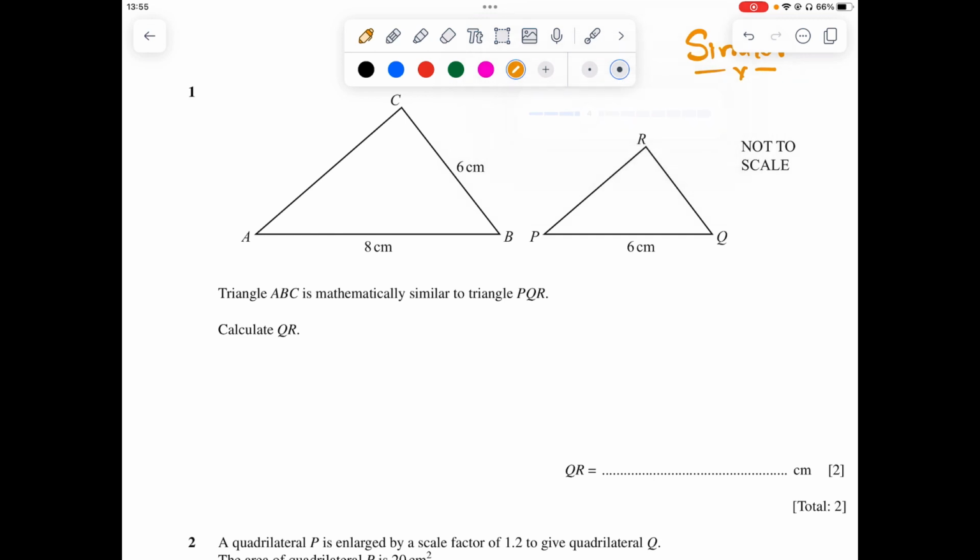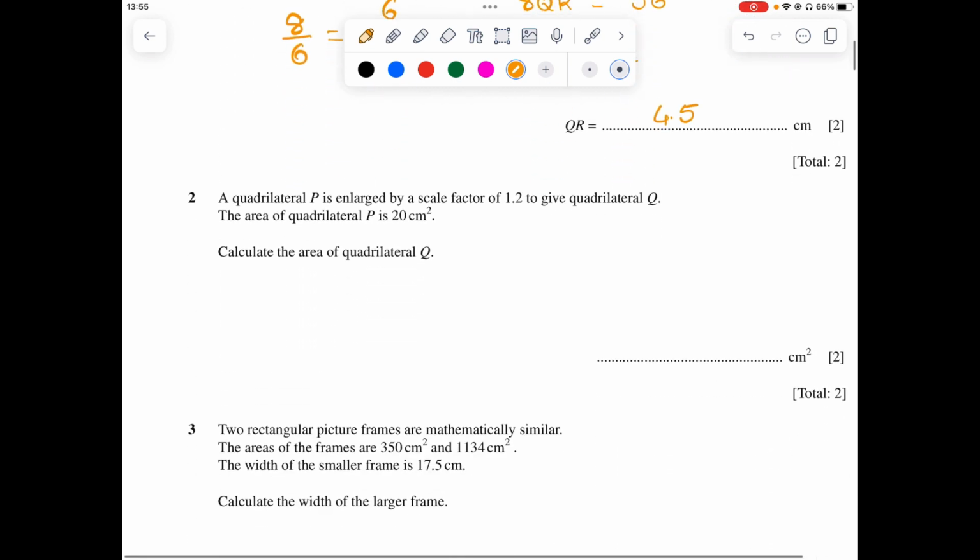So we can see that when they are similar, the base of the first triangle divided by the base of the second triangle equals the left side of the first triangle divided by the left side of the second triangle, which is QR. Then I do the cross multiplication. It gives me 8QR equals 6 times 6, which is 36. So QR equals 36 upon 8, which is 4.5 centimeters. That's going to be the answer.